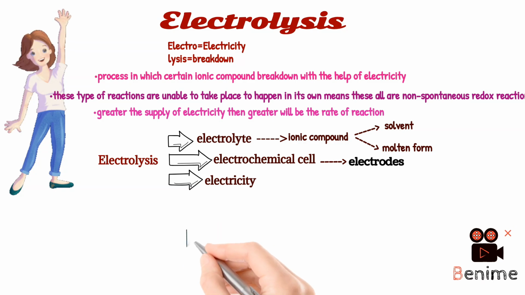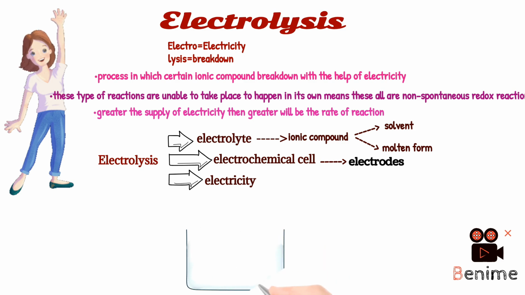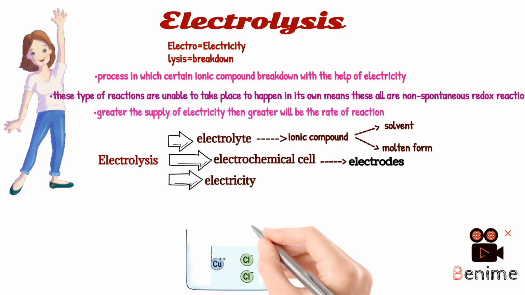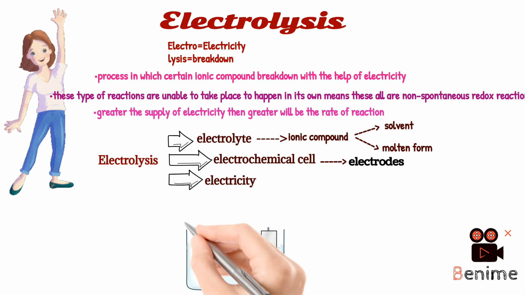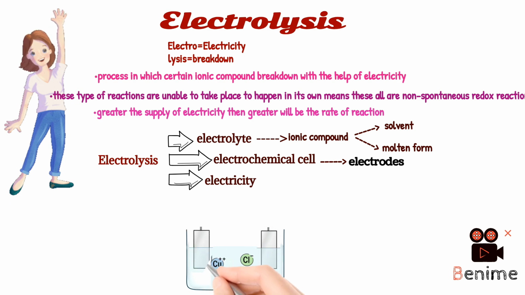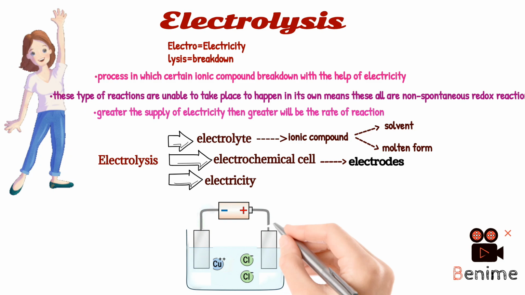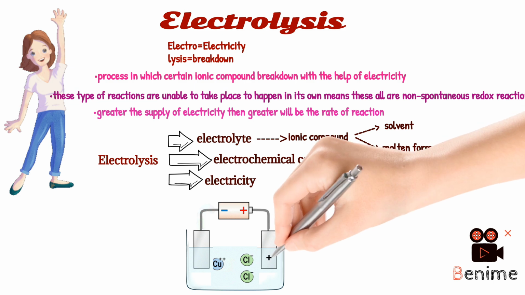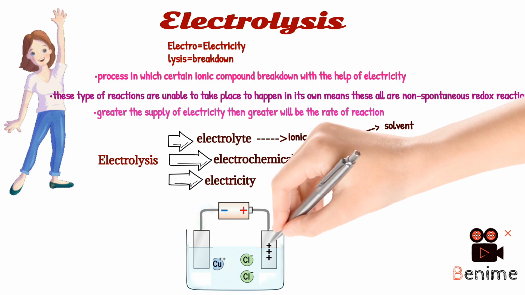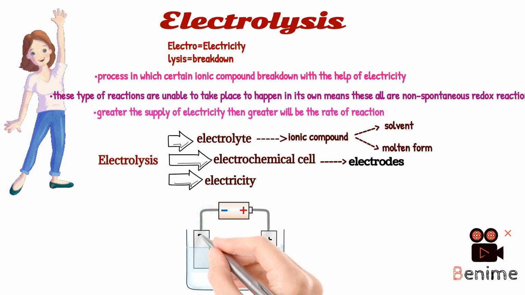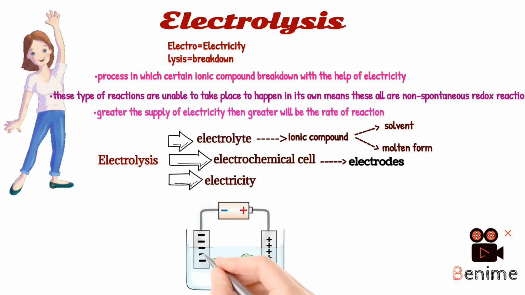Now, to start electrolysis, we will take an electrochemical cell and we will add some electrolyte, that is copper chloride, and add two electrodes. One of them is the cathode and another one is the anode. Then we will attach a battery, or we can say a DC source, that will supply electricity, and then both electrodes will acquire charge. The cathode acquires negative charge and the anode acquires positive charge in the process of electrolysis.